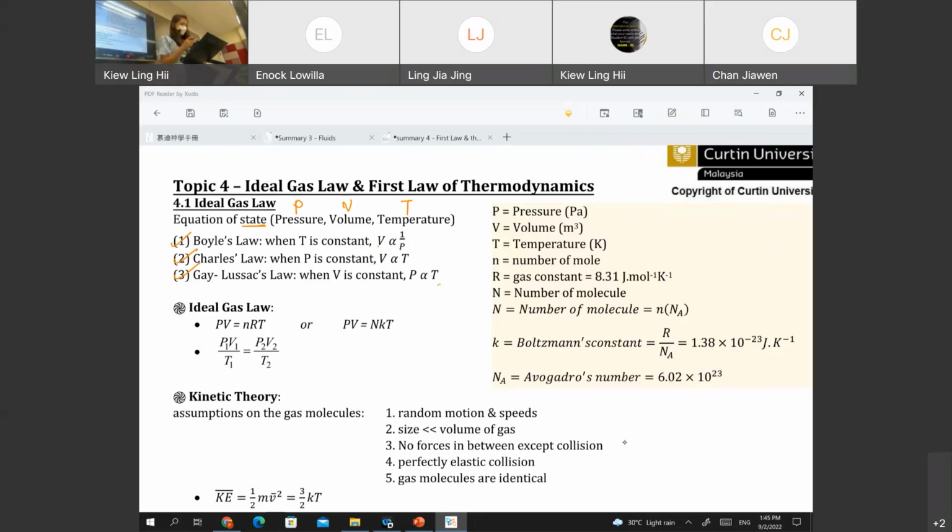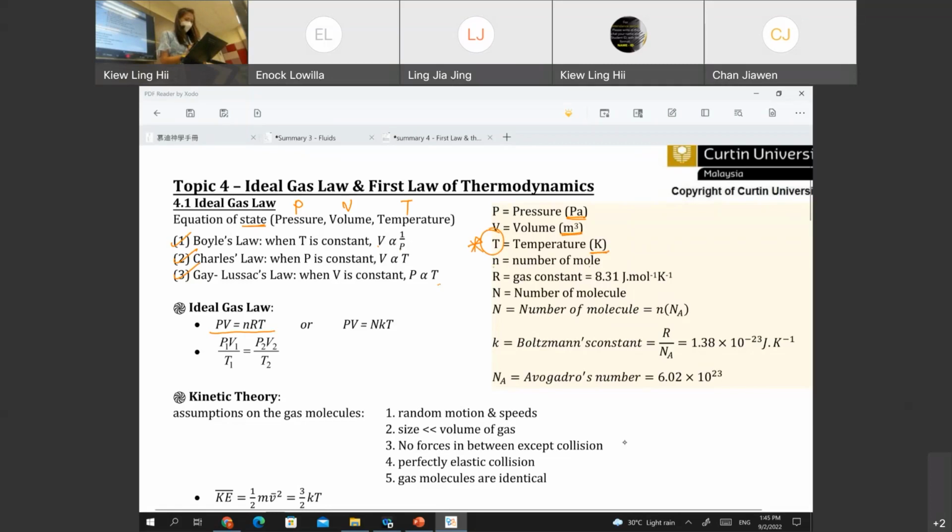When you combine these three together, we get one ideal gas equation, PV equals nRT. P stands for pressure, SI unit in Pascal. V stands for volume, SI unit meter cube. So this is very important. T stands for temperature, SI unit in Kelvin, not degrees Celsius. So remember to convert to Kelvin. Small n is number of mole, R is gas constant.